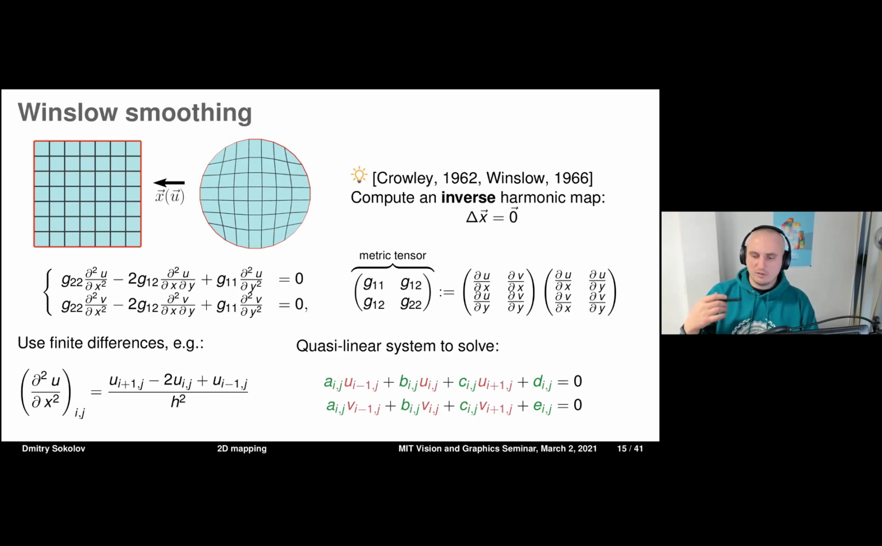For each node ij, the discrete system has two coupled equations. The green quotients here depend on the metric tensor. We can fix them, solve the system, recompute the quotients, solve another system, and so on. It's a quasi-linear system to solve.